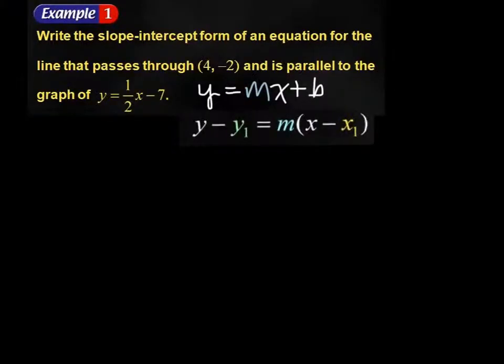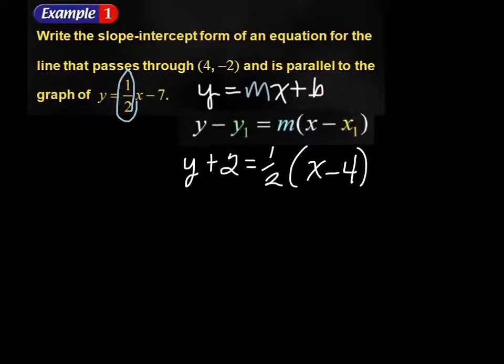Example 1, they ask us to write the slope-intercept form for the equation of the line that passes through the point (4, -2) and is parallel to the graph of the line y equals 1/2 x minus 7. This line they gave us was in slope-intercept form, so we can see that m must be 1/2. And they gave us a point, so now we can plug into the point-slope formula. Y minus the y part of our point is -2, so minus -2 is going to be plus 2, equals the slope we found, 1/2, times x minus the x part of our point, so x minus 4.